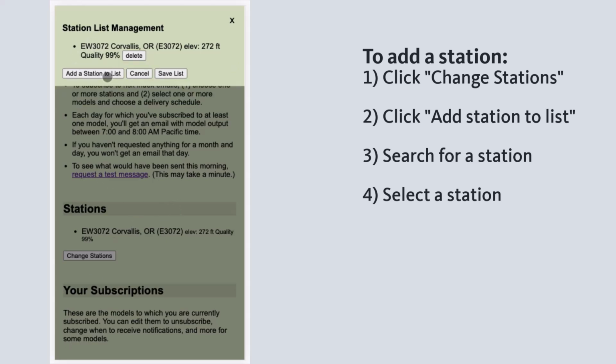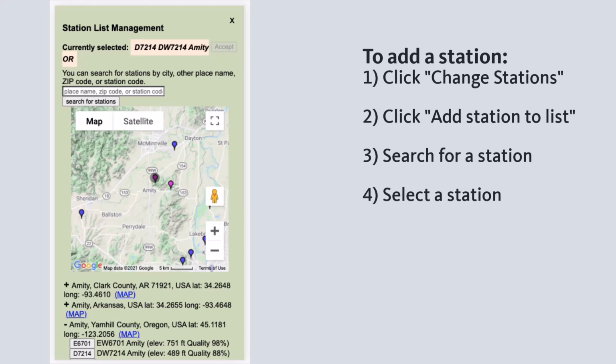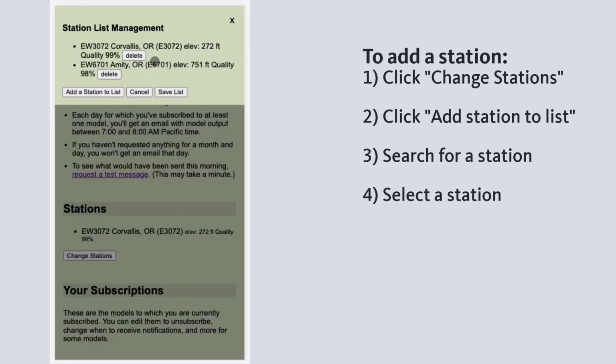So I'm going to delete that one. I'm going to add that other station to mine, E6701, Accept. And now I know that's the one that's selected. Quality score of 98%. That sounds good to me. And then the Corvallis one is here also.